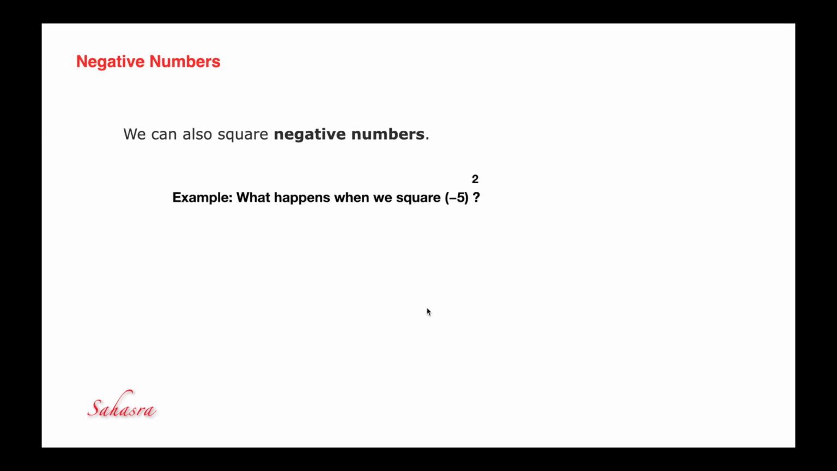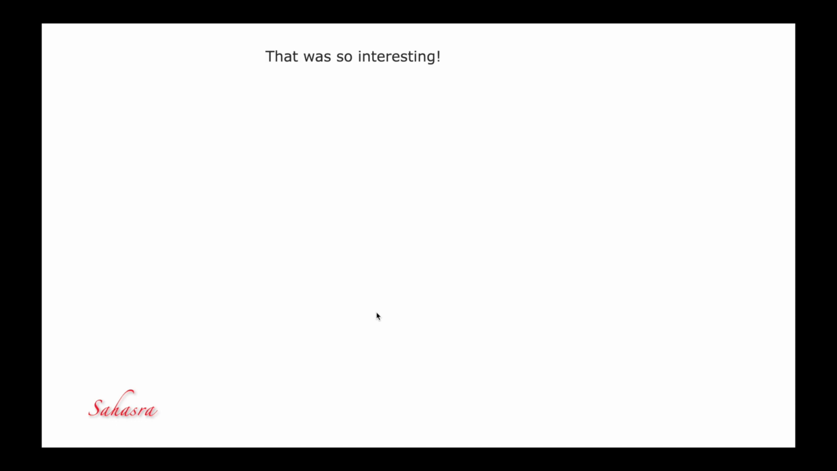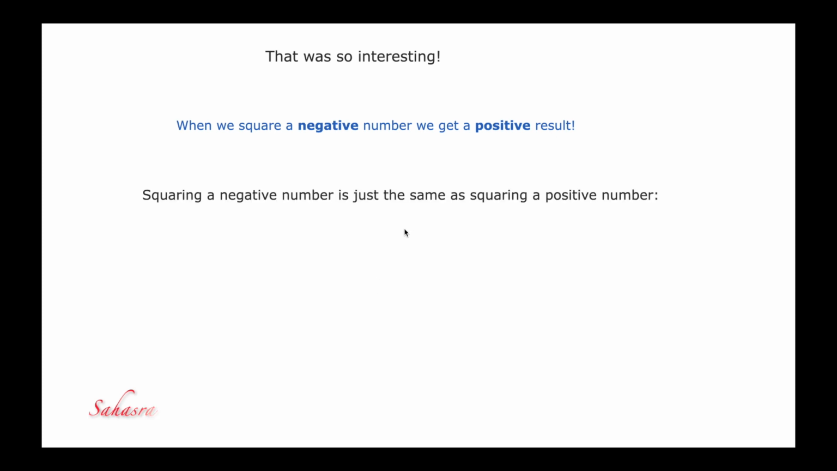Did you know we can also square negative numbers? Example, what happens when we square minus 5 power 2? Answer, minus 5 times minus 5 equals 25. That was so interesting. When we square a negative number, we get a positive result. Squaring a negative number is just the same thing as squaring a positive number.